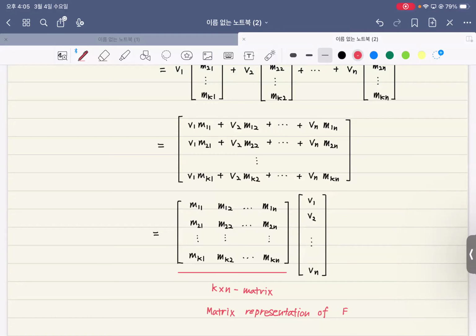And in R2, the standard unit vectors are (1, 0) and (0, 1), right? So if I plug in (1, 0) here, then the function value is going to be (3, -2, 1). What about the second column of this matrix? The second column is determined by plugging in the second standard unit vector, and so it's going to be (1, 0, 1).